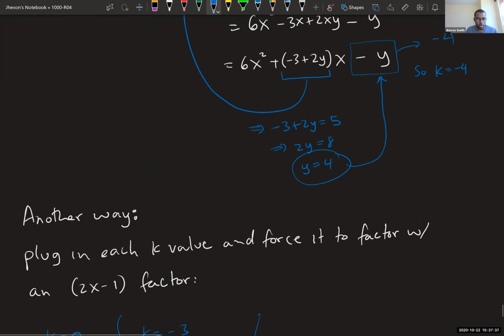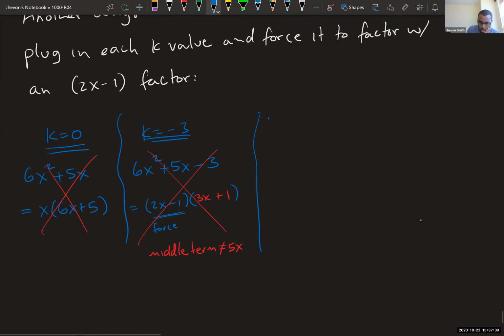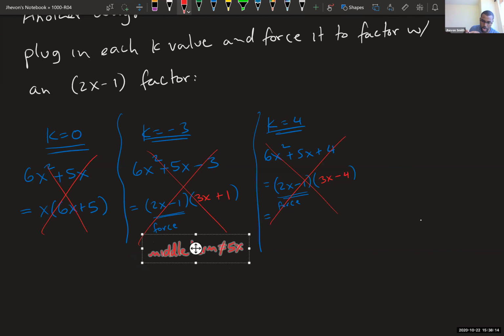So you'd go over and plug in the other one, k equals 4. You would have 6x squared plus 5x plus 4. If I force this to factor as 2x minus 1 times something, what that something would have to be is 3x minus 4. And again, you'd realize for the same reason, this doesn't work. Because your middle term in this case would be like minus 8 minus 3. So your middle term is not equal to this. So this same error happens.